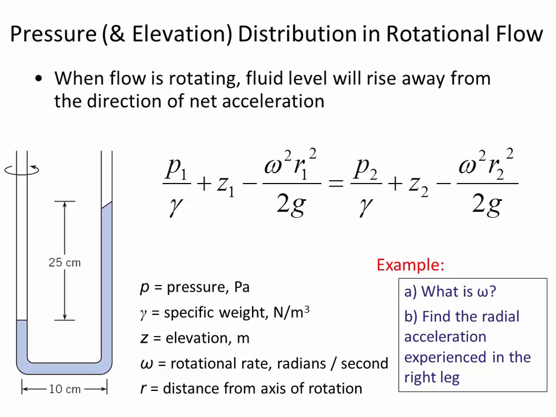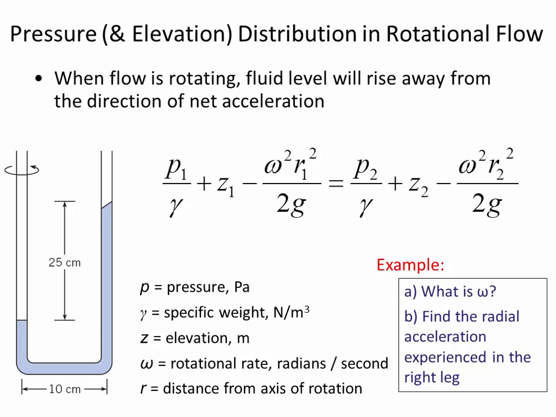Now, what about the acceleration? How many meters per second squared does that go along with? So part B asks, find the radial acceleration. The formula for radial acceleration, A sub r, where r means radial, is omega squared times the radius. Now, it's the radial acceleration in the right leg.